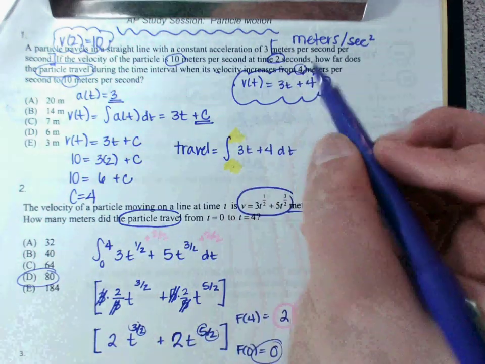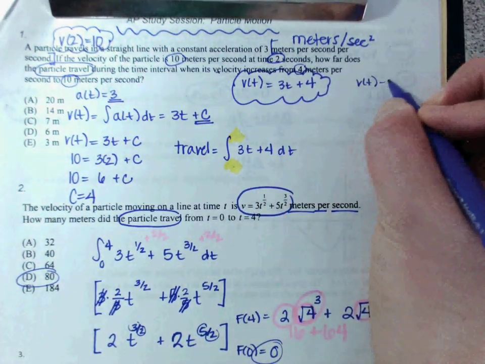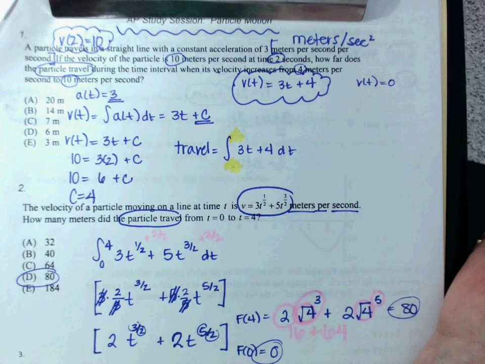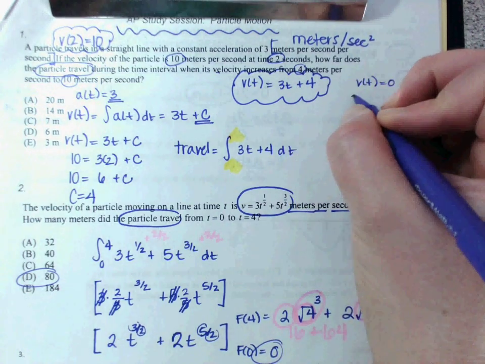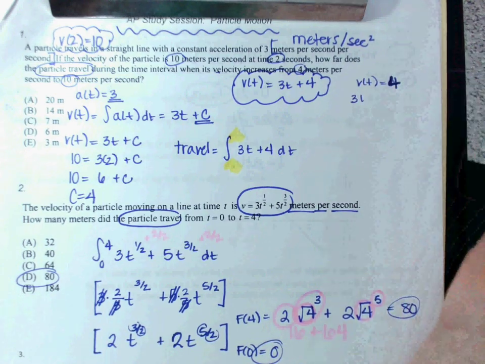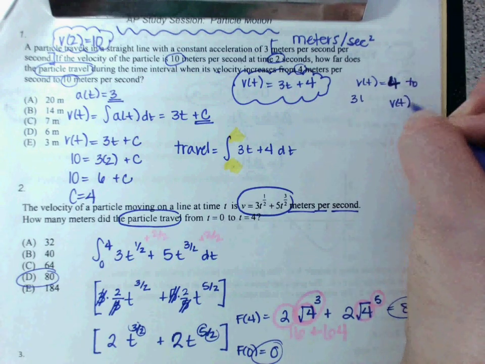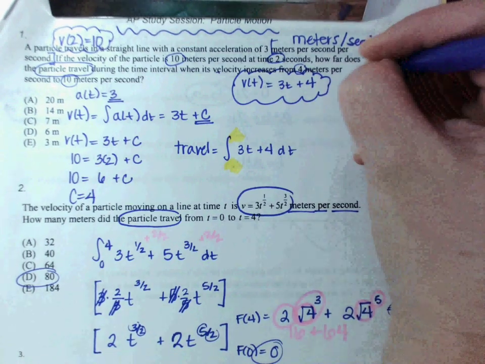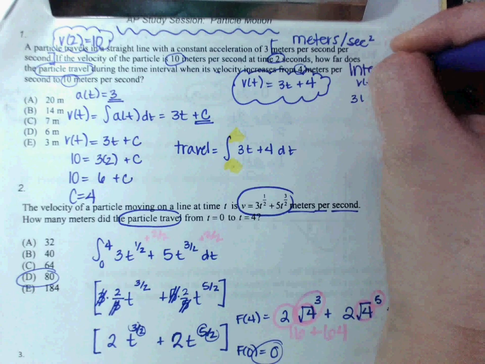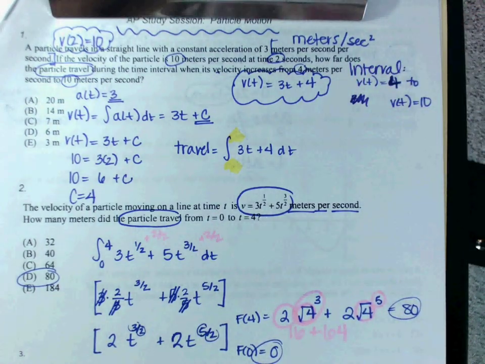Now, if I want to know when the velocity is 4, I need to set my v of t equal to 4 to find when that happens. Oops, I wrote the wrong number there. That should have been a 4. Okay, from v of t equals 4 to v of t equals 10, that's my interval. So instead of them giving you times, they're giving you velocities and making you go backwards.